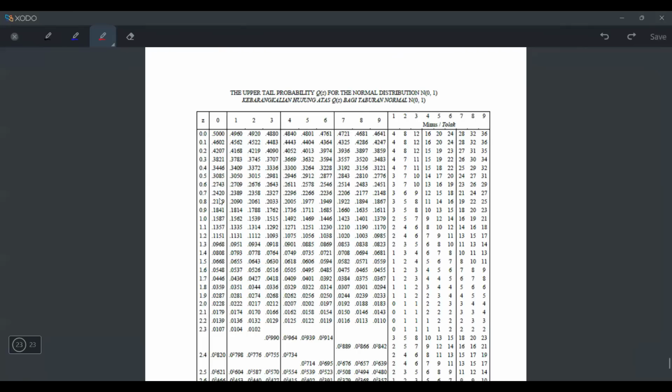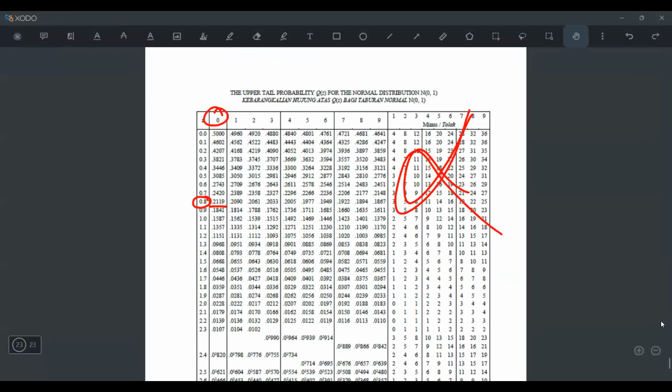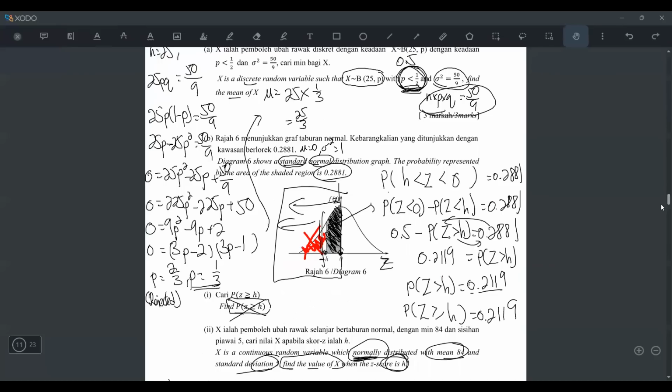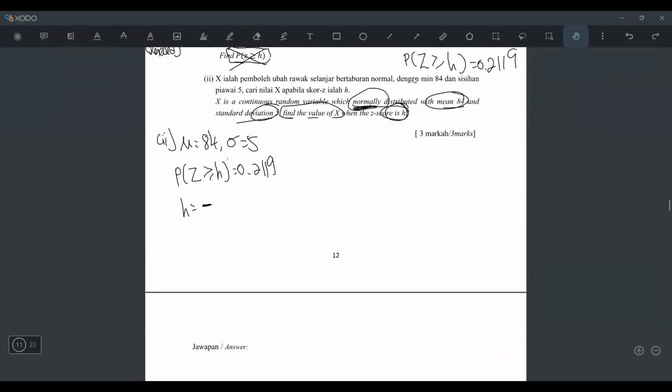So if this is the 0.2119, it means I don't have to tolak something already, because it's already tepat-tepat 2119. It's not lebih daripada 2119. So I don't have to worry about this part. So I just baca here, and that will be the answer. So the answer is 0.80. Okay, now let's go back up to the question. Let's write down 0.80 right here. So the value of H is negative 0.80.